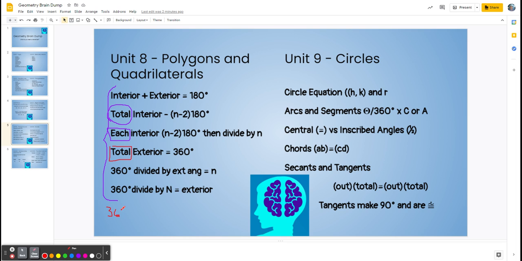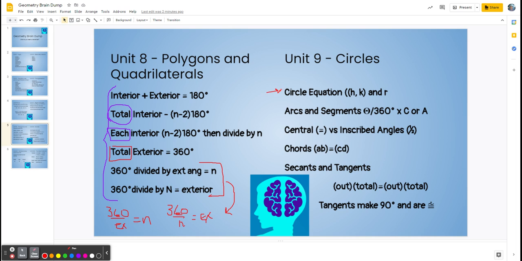So 360 divided by the exterior angle equals the number of sides, and 360 divided by the number of sides equals the exterior angle. That's these last two. Usually it's like a shape underneath so you can't see it all, and you might be able to just visualize all of the sides and use your method to estimate. Some people are really good at that.